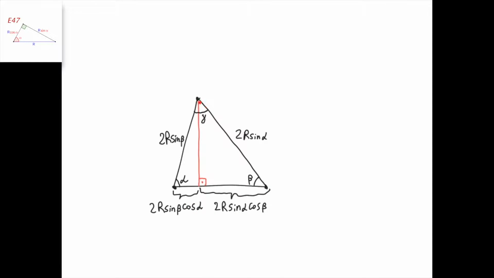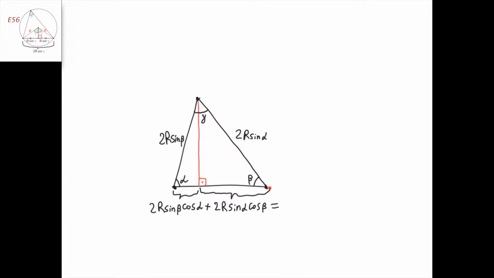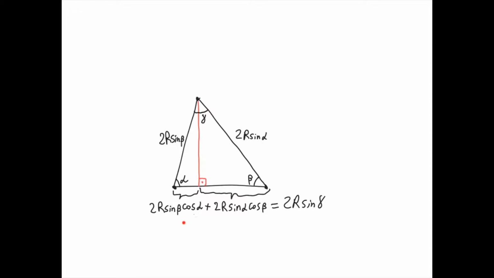Similarly, for this right-angled triangle with hypotenuse 2r sine of alpha and angle beta here, we know that this side equals 2r sine of alpha times the cosine of beta. So now if we take the sum of these two lengths, we're going to get the length of this side of the triangle, which by the law of sines is 2 times r times the sine of gamma. And that's how we get this equality.